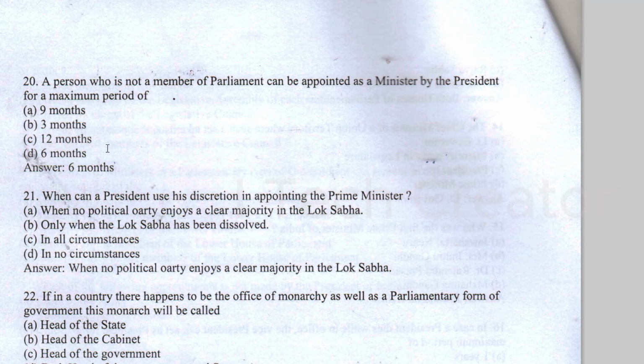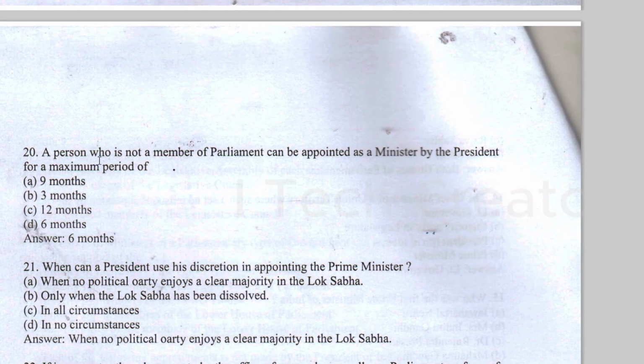When can a president use his discretion in appointing the prime minister? When no political party enjoys a clear majority in the Lok Sabha. Serial number 20. A person who is not a member of parliament can be appointed as a minister by the president for a maximum period of 6 months.